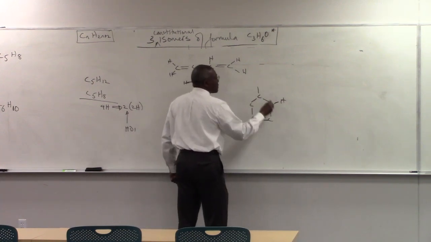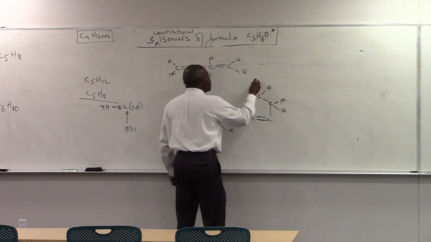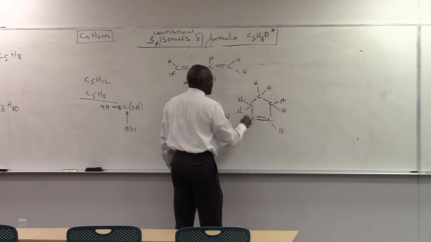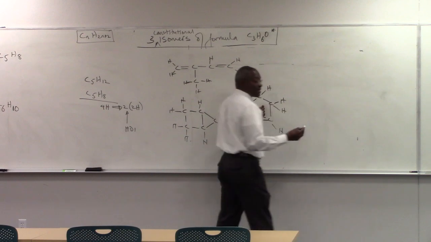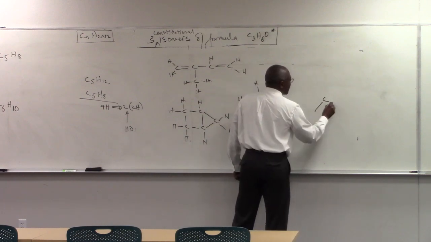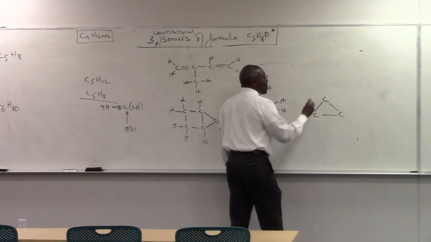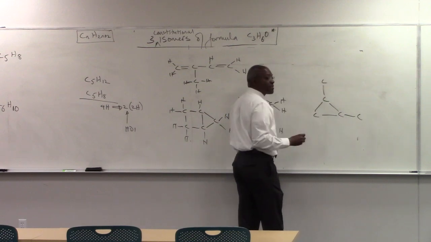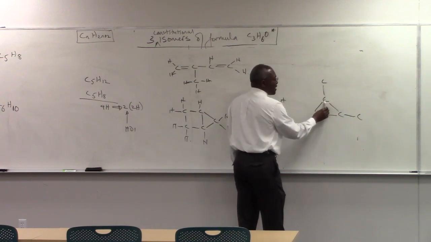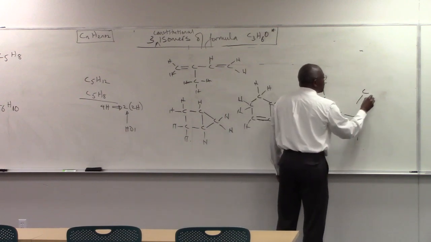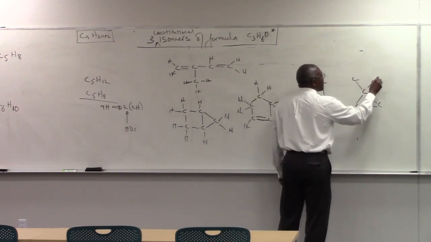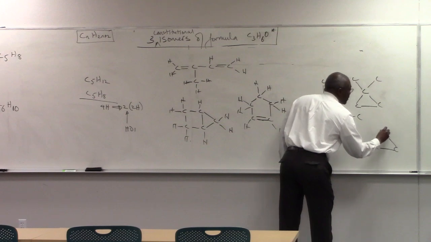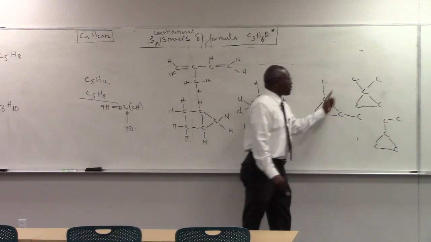Put in my H's. 1, 2, 1, 2, 1, 2, 1, 1. So 1, 2, 3, 4, 5, 6, 7, 8. I know this is good enough, but let's do just to show you the whole concept of complexity. I could have had a 3-membered ring with 2 1-carbon appendages, either on adjacent carbons, here and here or here and here, or the 2 1-carbon appendages on the same carbon. Or I could have done a 3-membered ring with a 2-carbon appendage. All of those are options.